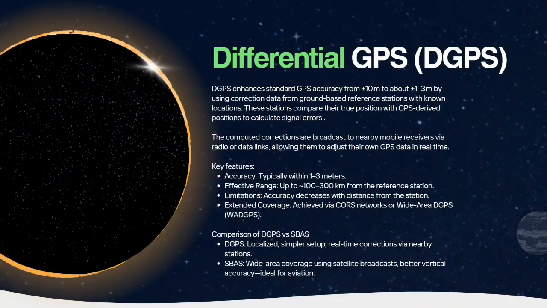For the key features, accuracy is typically around 1 to 3 meters, with an effective range up to 100 to 300 km from the reference station. But a limitation is that accuracy decreases with distance from the station. Extended coverage is achieved via a CORS network or wide area DGPS, or WADGPS. For comparison of DGPS and SBAS, DGPS is more localized with a simpler setup, using real-time correction via a nearby station, while SBAS has wide area coverage using satellite broadcast, better vertical accuracy, and is ideal for aviation.